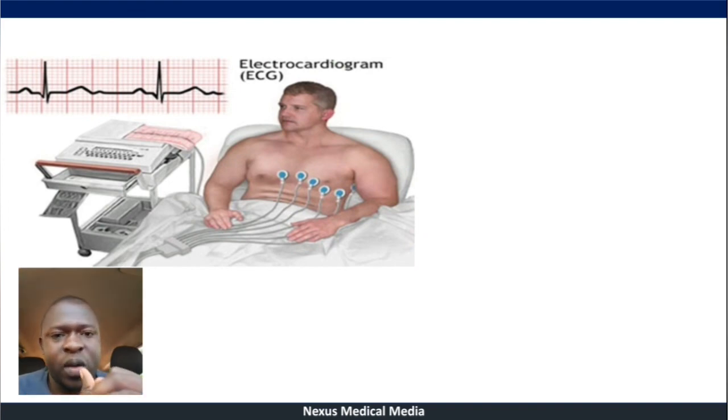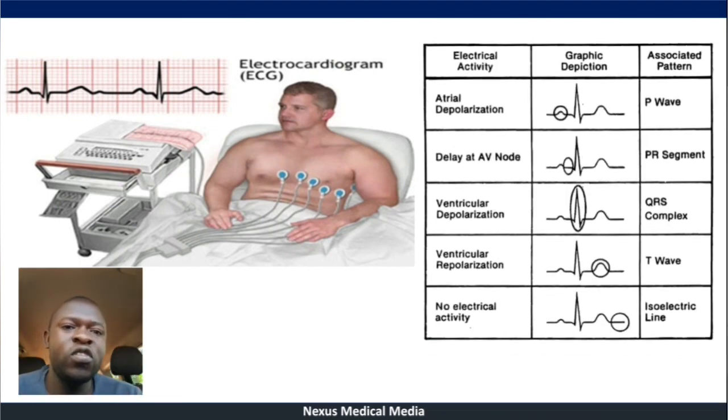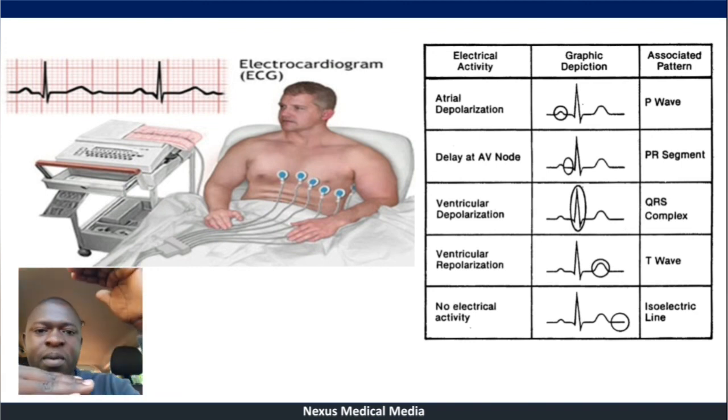Then lastly, I would like to talk about the electrocardiogram, or ECG for short. This is a machine which can record the electrical activity of the heart, and it will print this information on the electrocardiograph. The general wave of the ECG looks like this. Firstly, this straight line is called an isoelectric line. A positive deflection goes up and a negative deflection goes down.